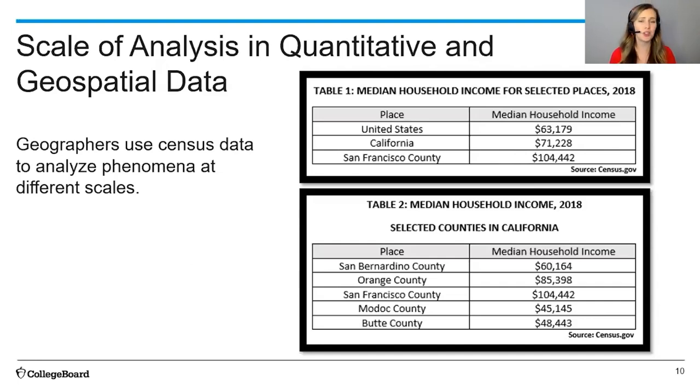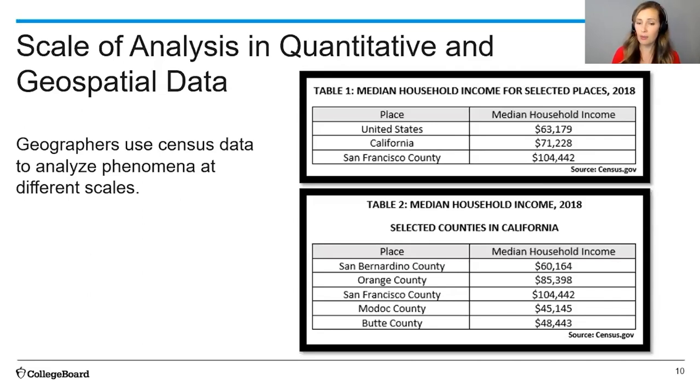Now, if this were a test question, I might ask you, what kind of analysis does this table show, or what differences in the data do you notice in this table? And the answer I would be looking for is that you notice that there are different scales presented. The scale of the country, the United States, median household income, the scale of the state of California, and the scale of the county. So it's the same information presented at different scales.